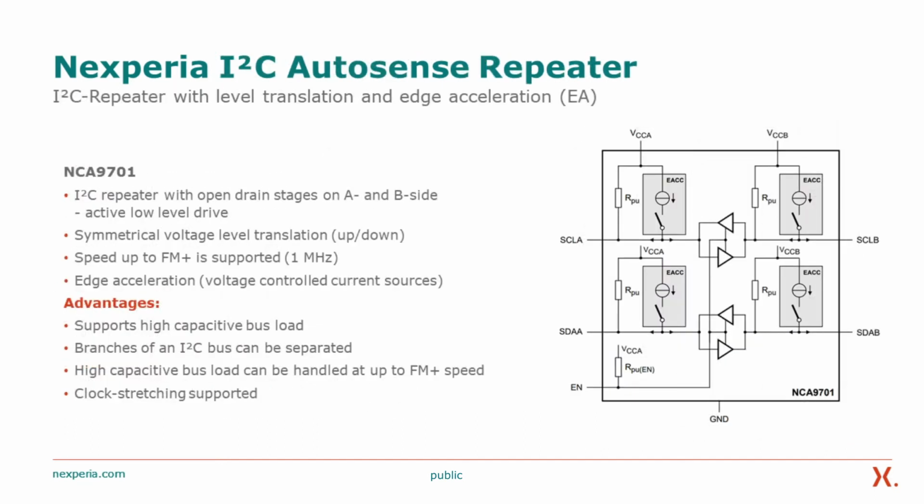The NCA9701 is an open drain I²C bus repeater for the clock and data line with acceleration of the rising edges. Two fully symmetrical supply voltages enable translation in the range from 0.9 volt up to 2 volt. The feature of edge acceleration is realized at the A side as well as at the B side. Integrated pull-up resistors are present in the IC. The NCA9701 device is suitable for I²C bus standard mode to fast mode plus and supports clock stretching of slave devices. But how does a repeater improve the actual I²C communication?